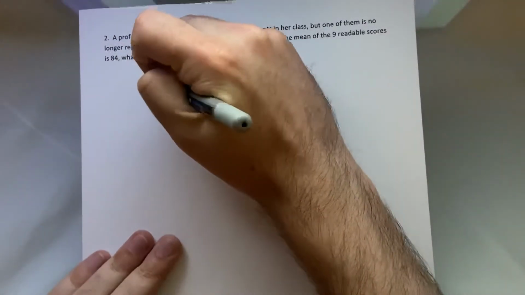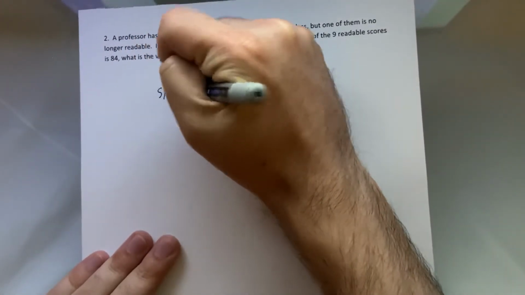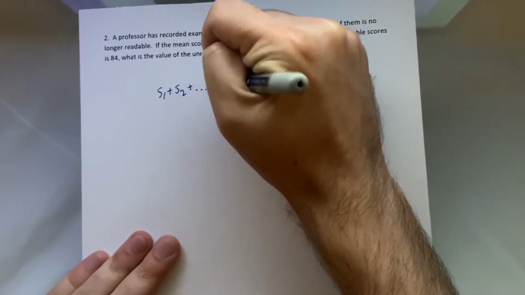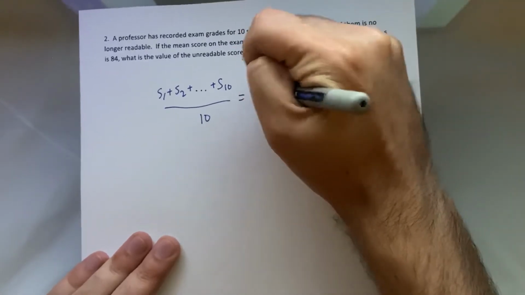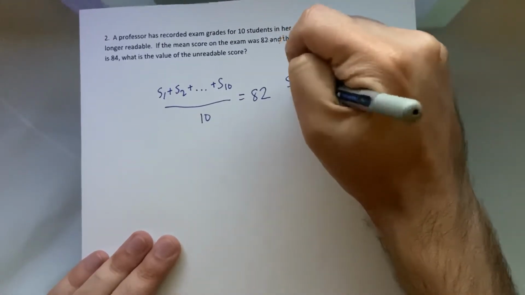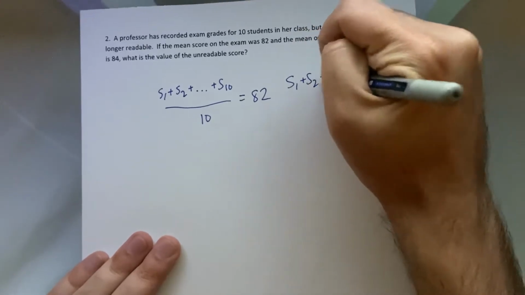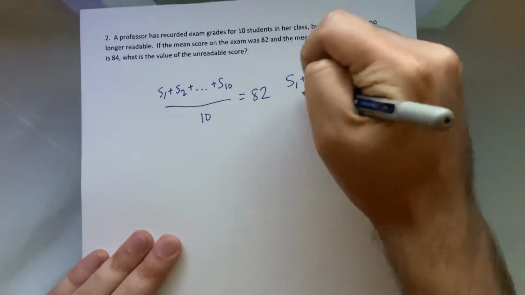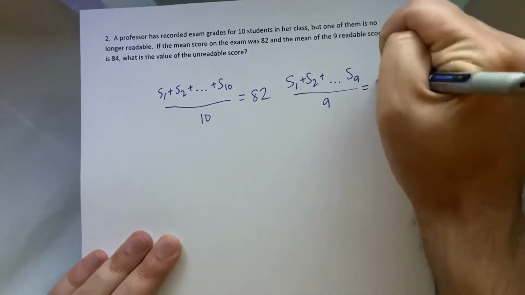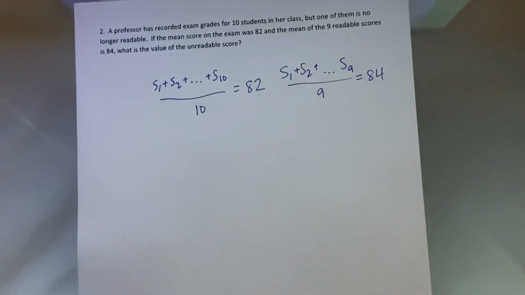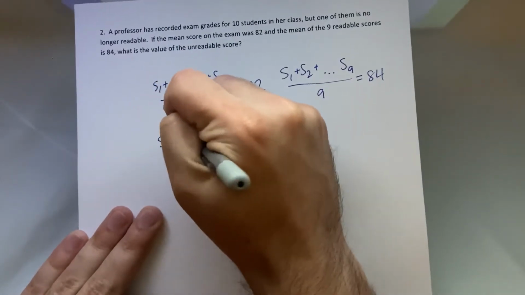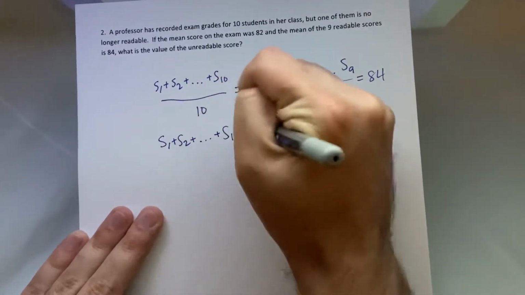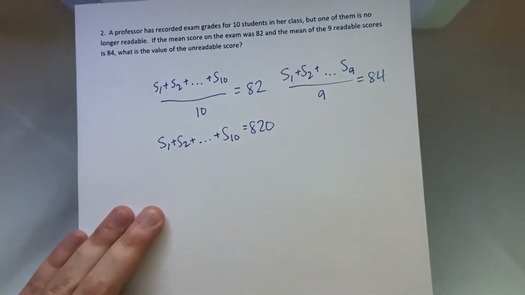So remember how this formula works. So when I add score 1 plus score 2 plus all the scores to score 10, if I add all the scores together and divide by 10, I'm supposed to get 82. But if I add these other 9 scores together without the unreadable one, divide by 9, I'm getting 84. Now if I look at my relationship between these two, I'm going to multiply the 10 to the other side. That means all the scores together add up to 82 times 10, which is 820.